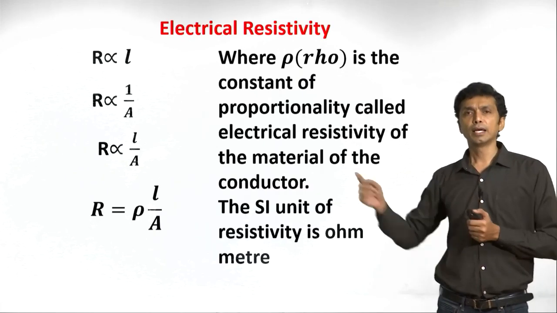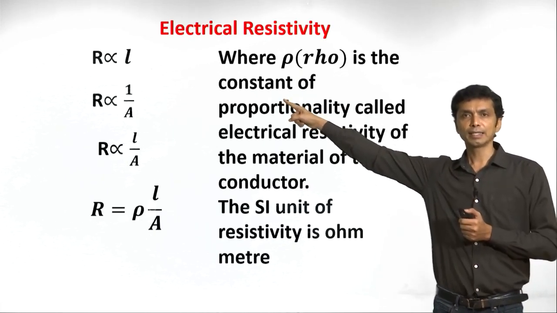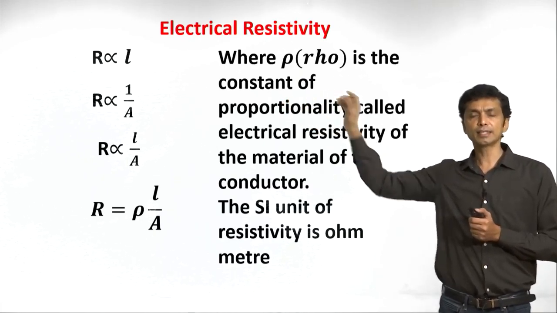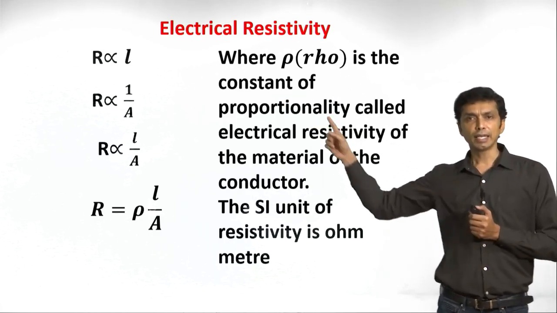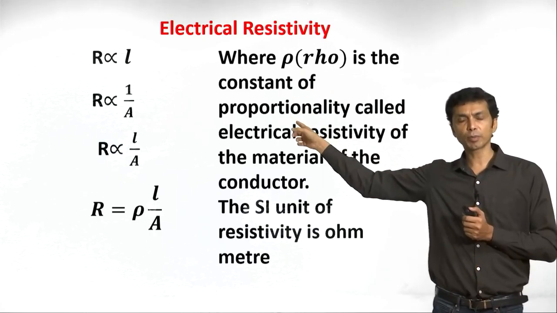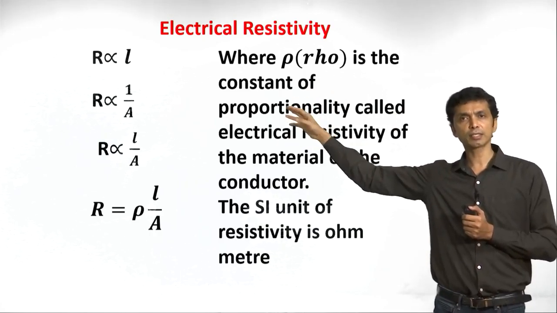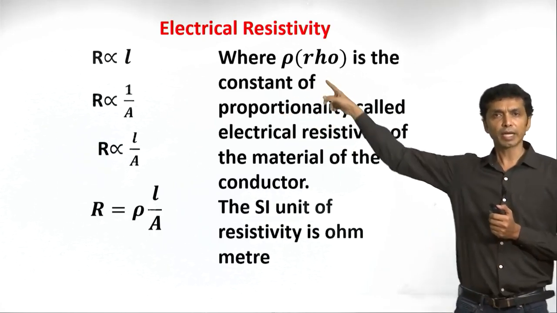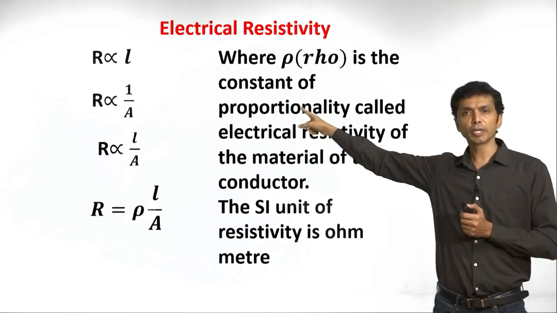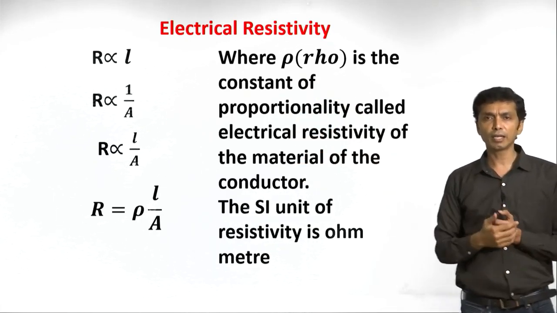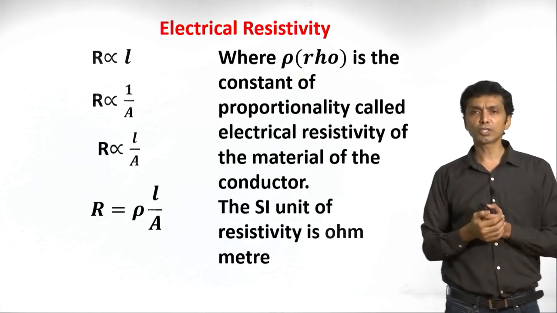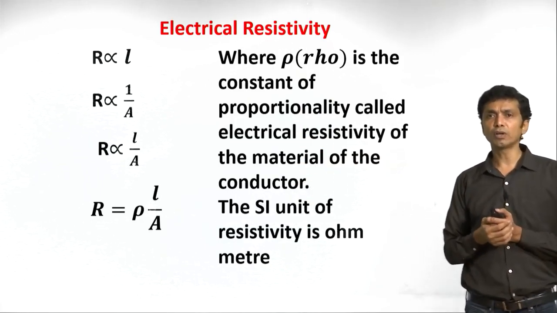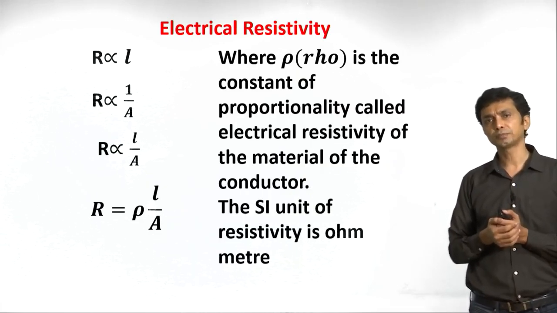So, we will write down all those things. R is resistance, L is the length, and it is directly proportional, as we have seen. The area of cross section is A, and it is inversely proportional, which means that as area increases, resistance decreases. By combining both, we put L in the numerator and A in the denominator. Now, this rho is the constant of proportionality and it is called the electrical resistivity.